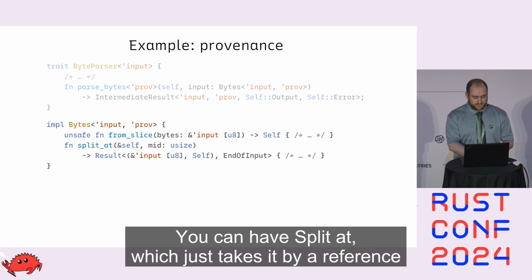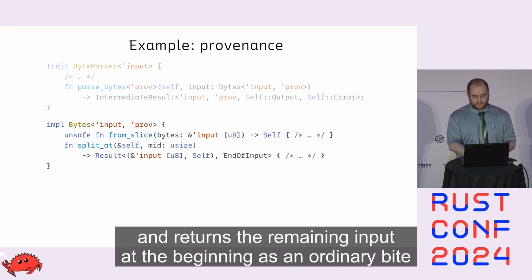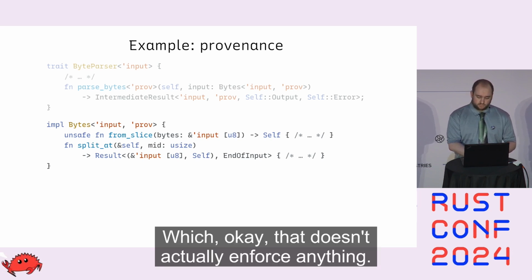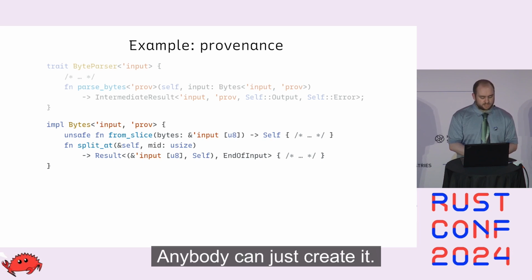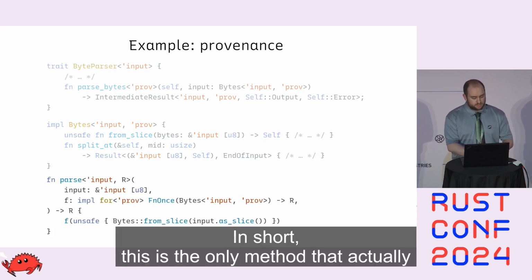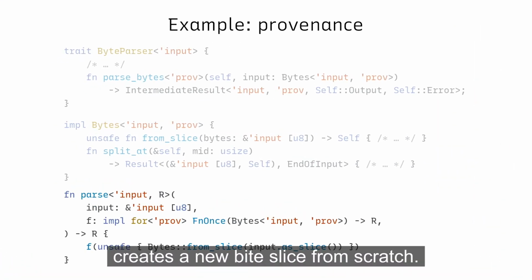You can have split_at, which just takes it by a reference and returns the remaining input at the beginning as an ordinary byte slice, and then returns the remaining input as another Bytes object. Which, okay, that doesn't actually enforce anything. Anybody can just create it. In short, this is the only method that actually creates a new byte slice from scratch.